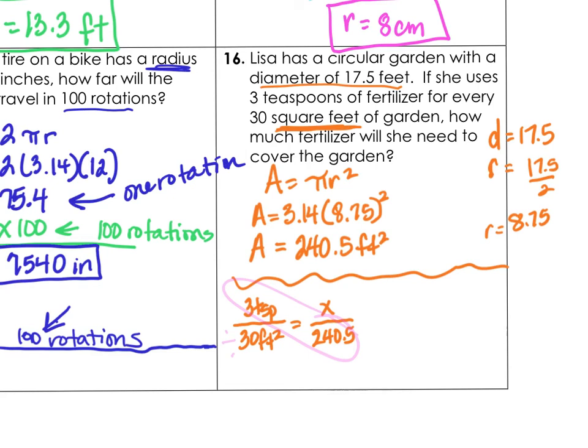So x equals 24.05. But you guys know that when you go to the garden store, you're not going to be able to buy just 24.05 teaspoons of fertilizer. So we will have to round that up to 25 teaspoons. That's how much she will need.